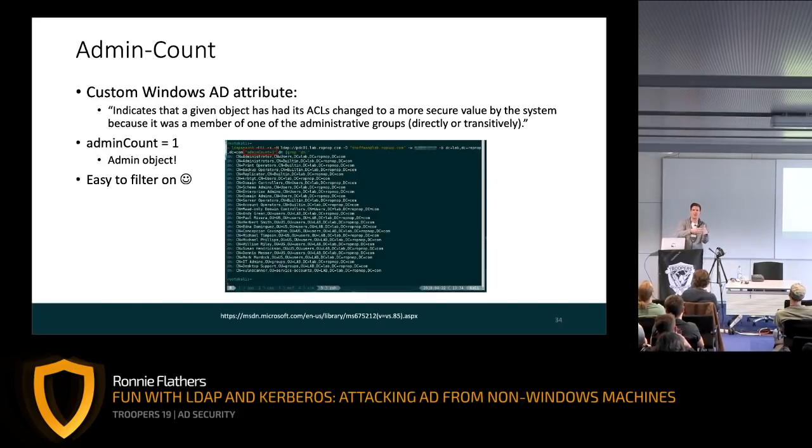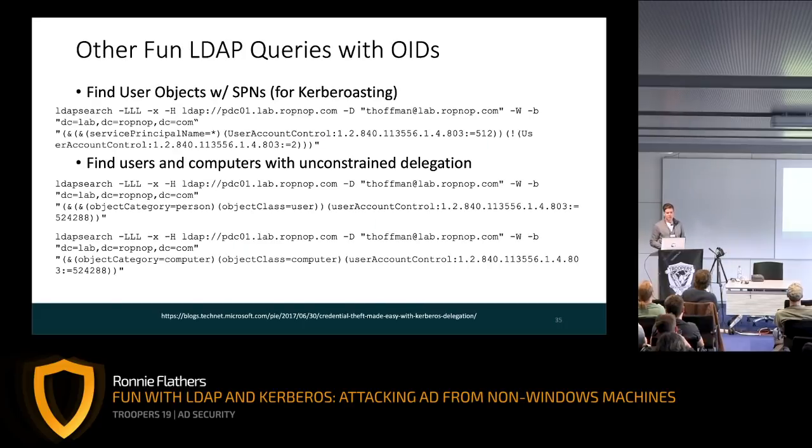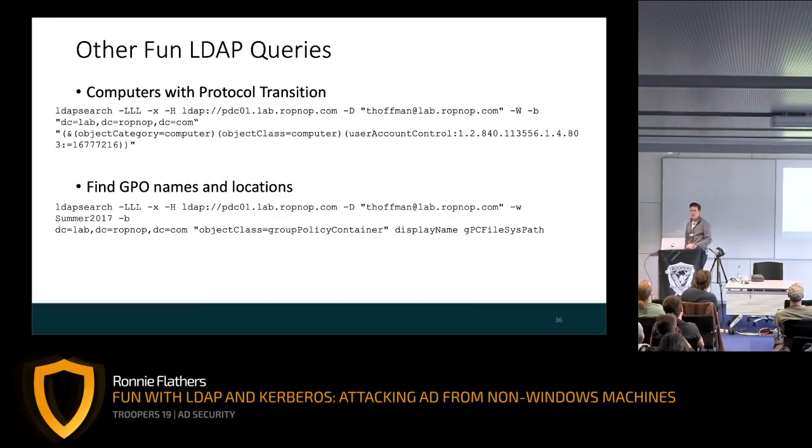A couple other examples of OIDs that can be useful when you're doing LDAP lookups. There are OIDs for user account control, which can find user objects that have service principal names. There are OIDs that can help you find users and computers with unconstrained delegation. So these LDAP queries you can use to find all the servers that allow unconstrained delegation, and computers with protocol transition, so Kerberos to NTLM.